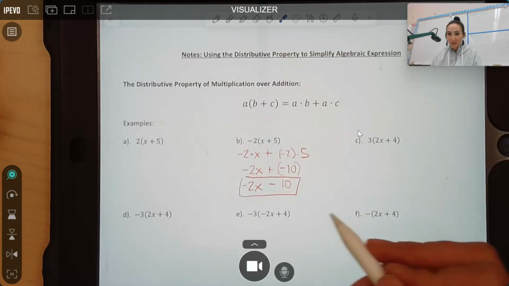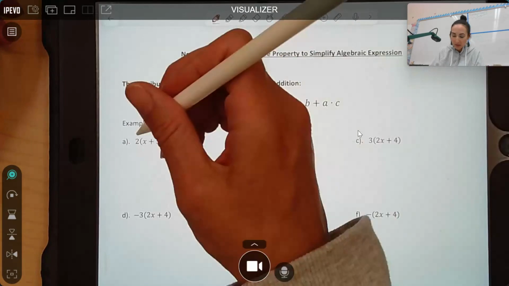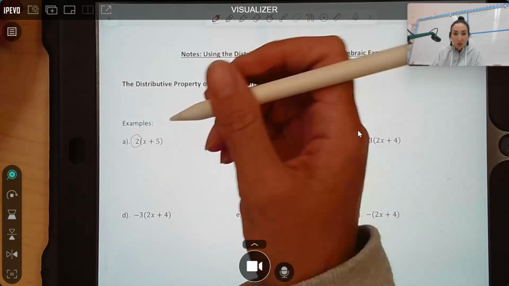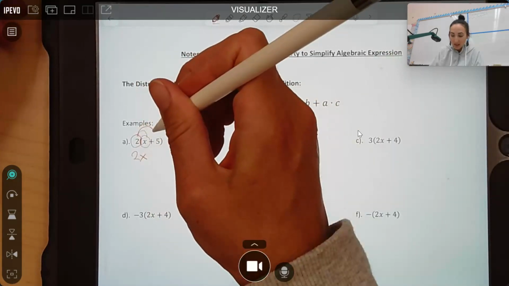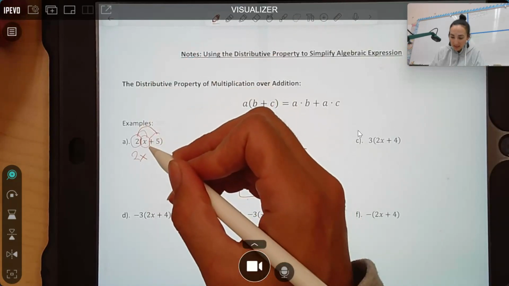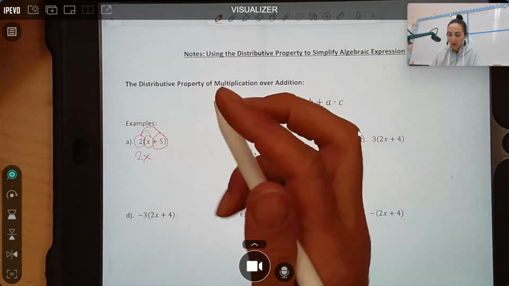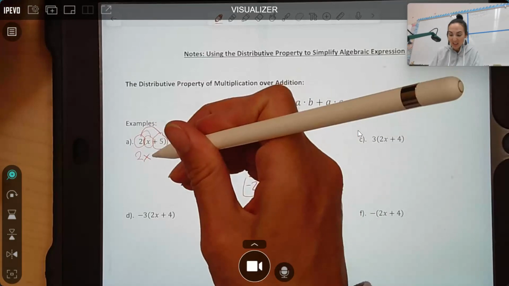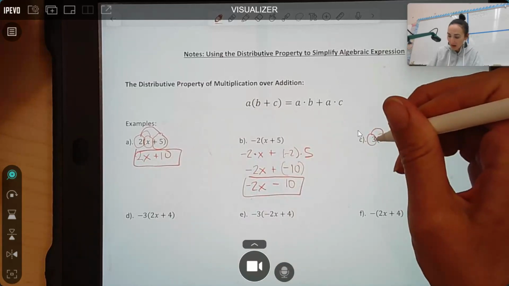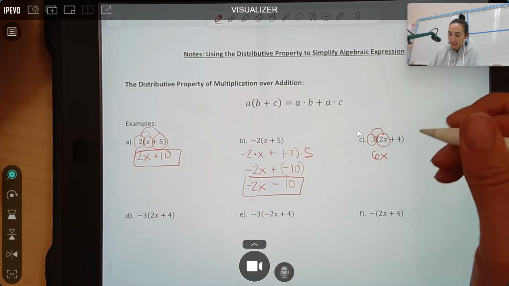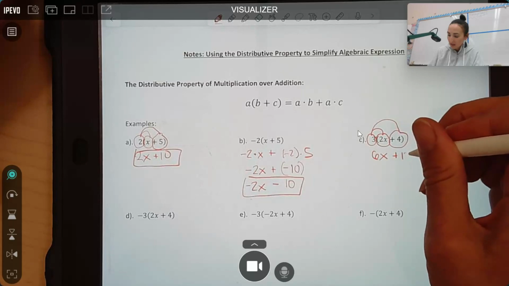So we're going to do the rest of these using that shortcut. I'm going to draw these clouds and rainbows. So I have this 2, and I'm going to multiply that by x, and I get 2x. And then I do 2, and I'm looking at this as a +5. So I'm keeping the sign in front of it with it, because that's part of the term. And 2 times +5 is +10, so I write +10. Here I have this 3 times 2x, and I get 6x. And then I have 3 times +4, I get +12, so +12.